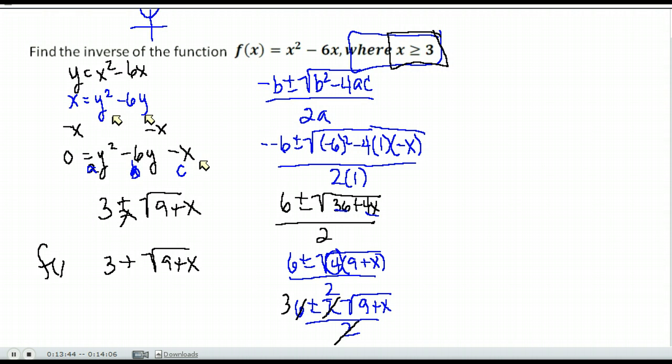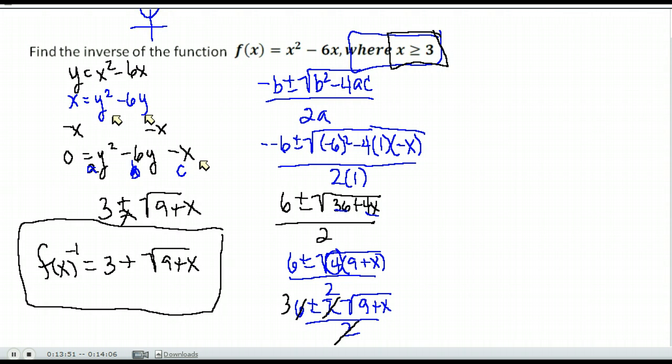Okay, so here is our inverse function. That one worked way different from the rest of our examples. But here we have it. The inverse of f of x is 3 plus the square root of 9 plus x.